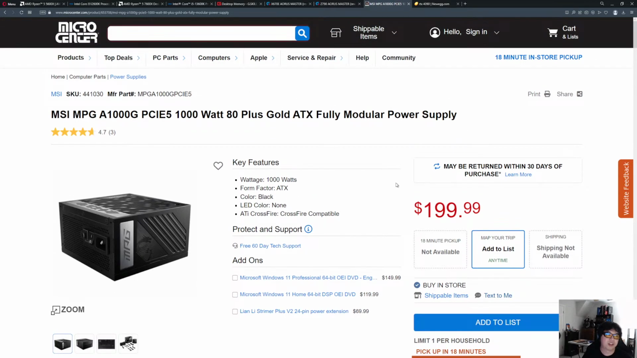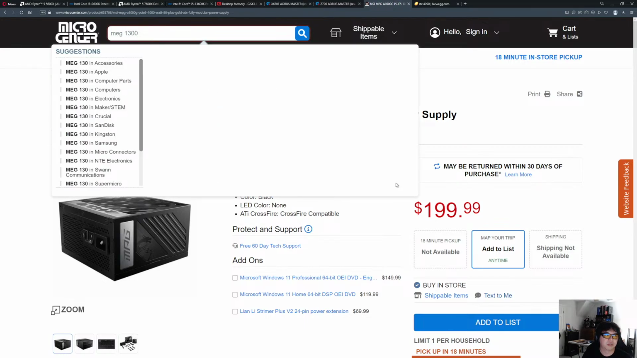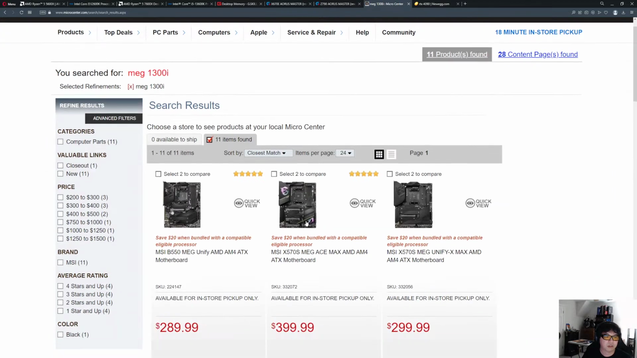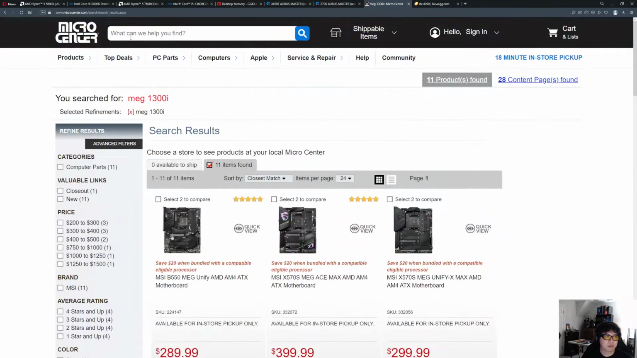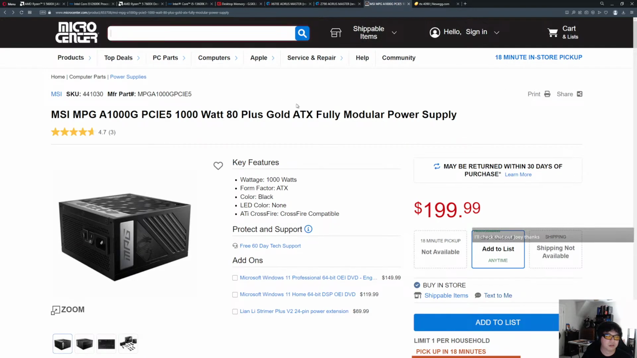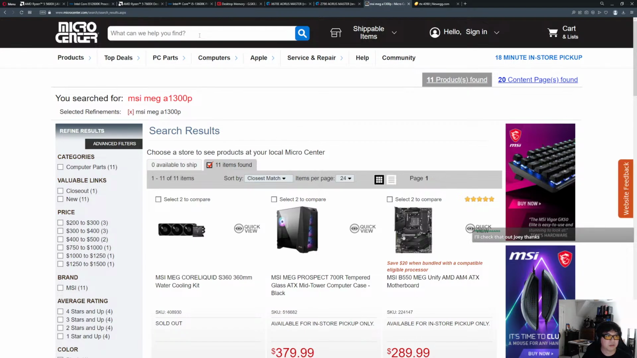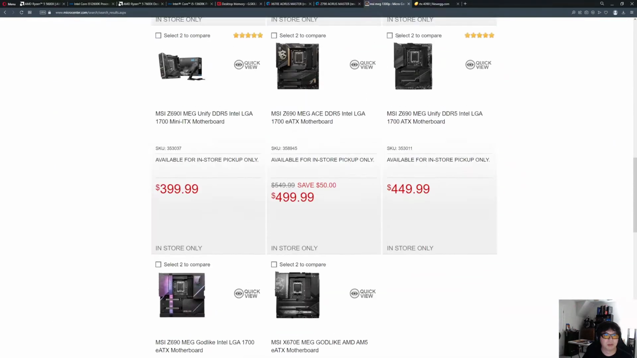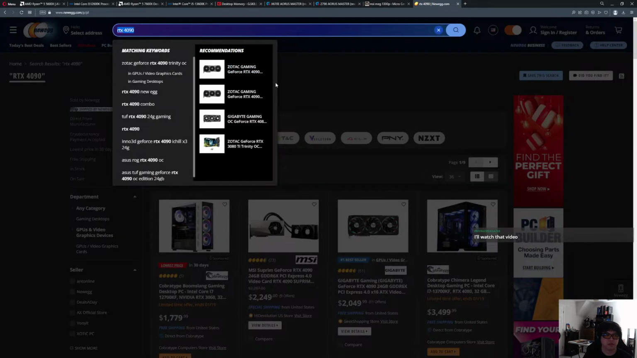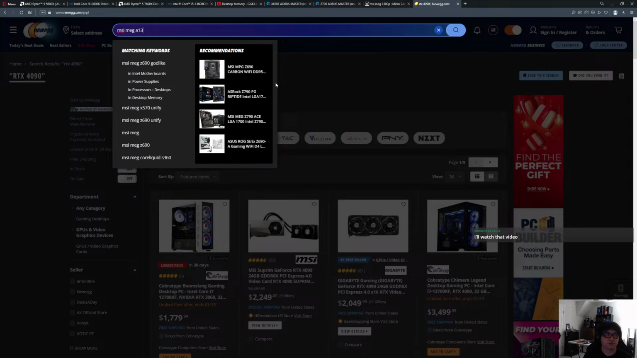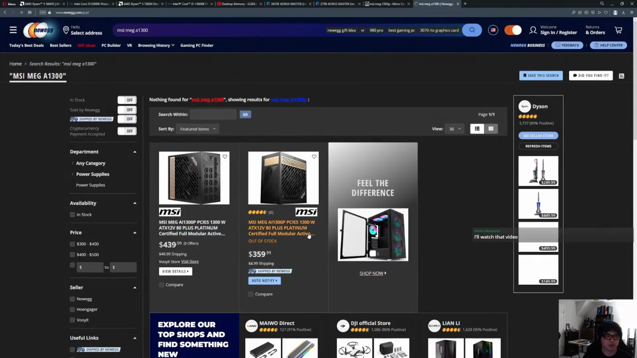But yeah, this is one that I would definitely recommend. If you want higher wattage, there's the MEG A1300i. Wait, what was this one? MSI MEG A1300P or something like that? I don't remember the name. Why is it not showing up? 1300P. Okay, well, maybe it's Newegg. Okay, yeah, this one.